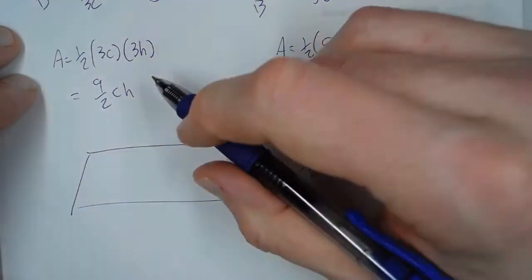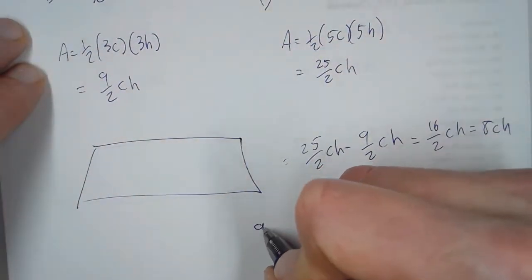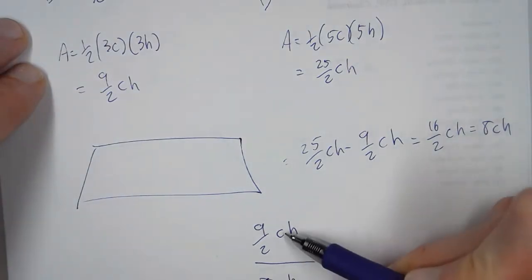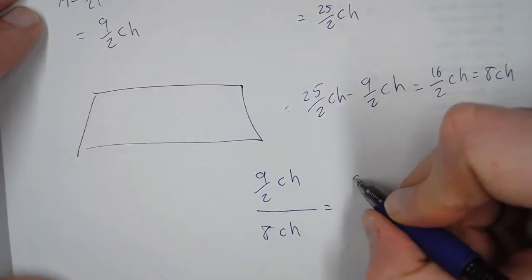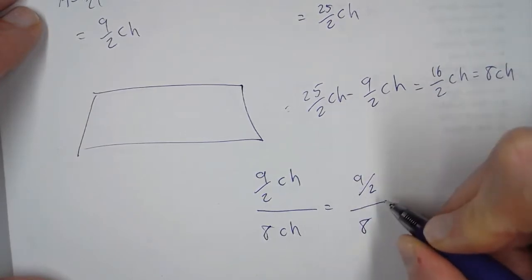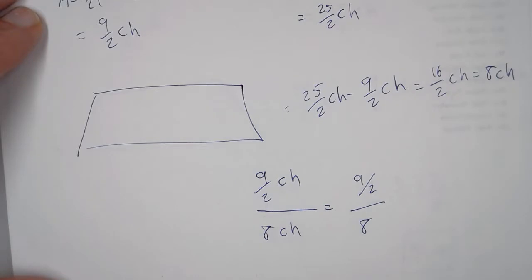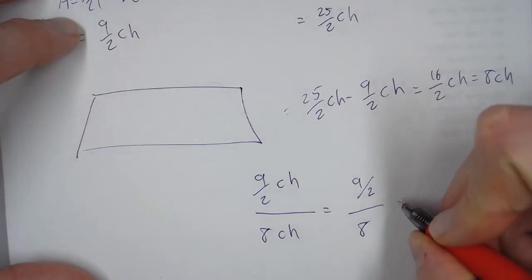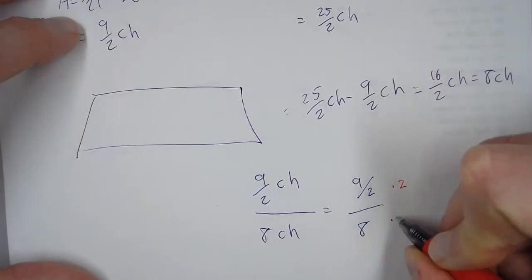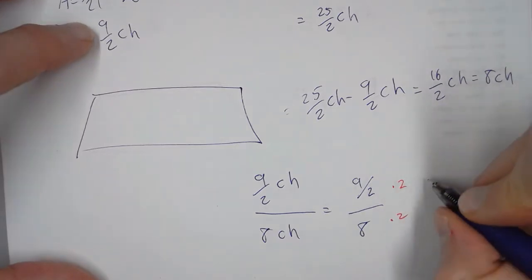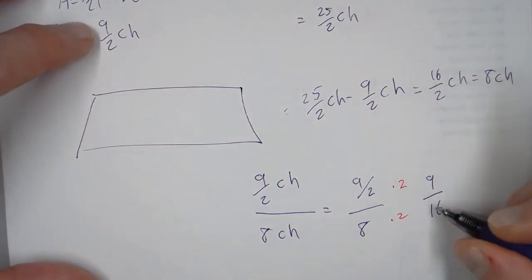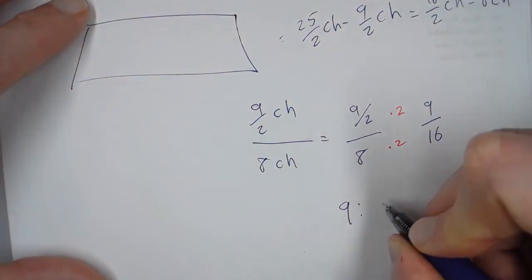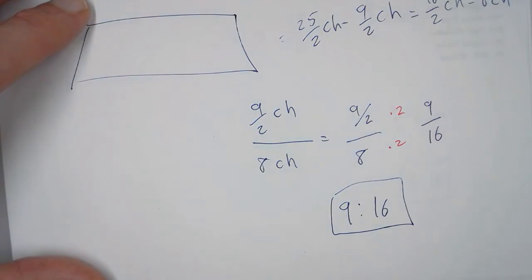So we want the ratio of this to that. Now I'm first going to write it as a fraction so that you can see why we cancel out what we do. We have CH on the top and CH on the bottom. So we're left with 9/2 on top and 8 on the bottom. Now we need a ratio of two positive integers, at least prime to each other. So 9/2 doesn't work. So we're going to have to multiply the top and the bottom by 2. So we have 9 over 16. We can't simplify that anymore. So that right there is our ratio, 9 to 16. And we're done.